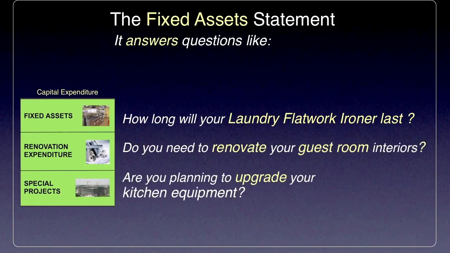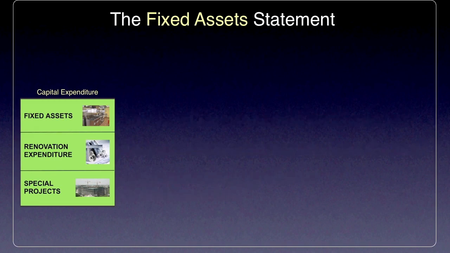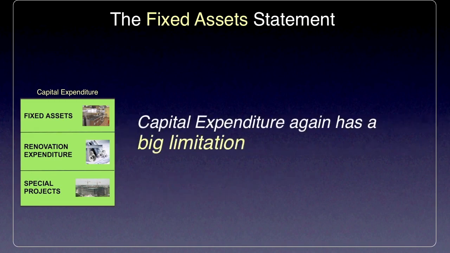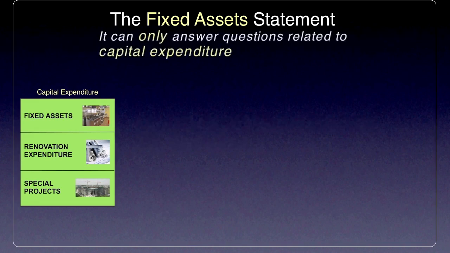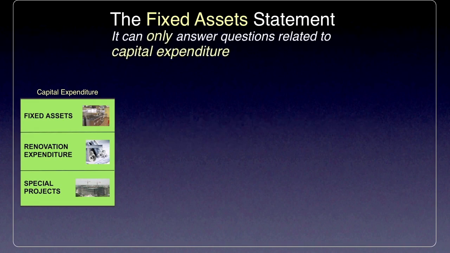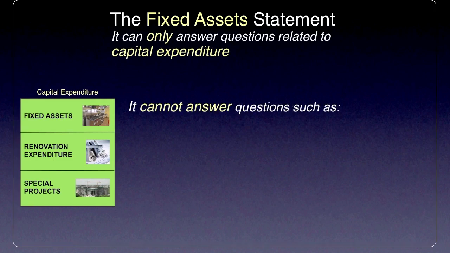Alas, the capital expenditure statement also has a huge shortcoming. It is able to give you information only related to fixed assets. For example, if you wanted to know what your inventory of food and beverage was and whether that was adequate, or you wanted to know how much you owed your equipment suppliers, the capital expenditure statement was unable to provide that information.